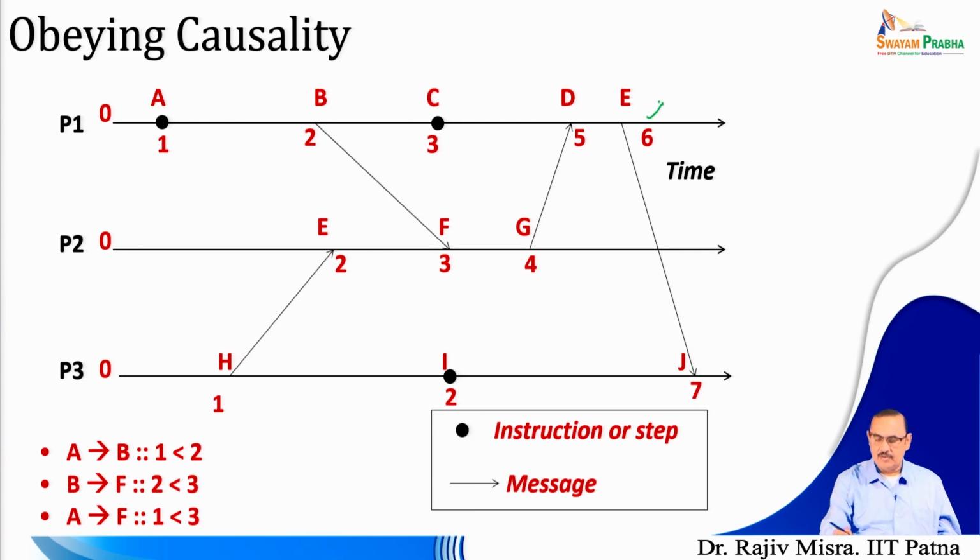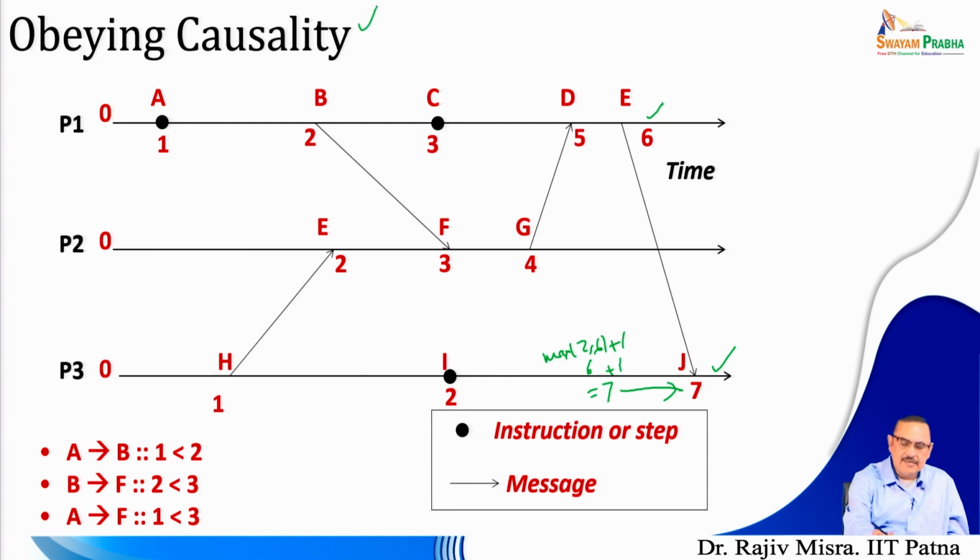Similarly, this time will become 6 and finally, the time 7 will be updated in this case. So, internal is 2, the message which it carries is 6. So, the maximum of 2 and 6 is 6, and thus plus 1 will be there. So, it will be 7 in this case.